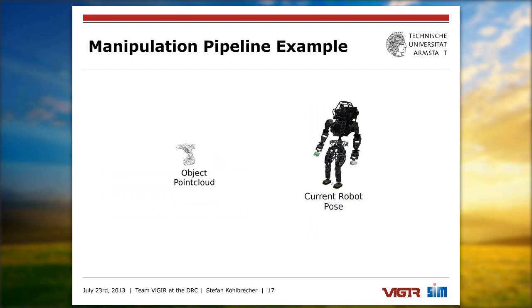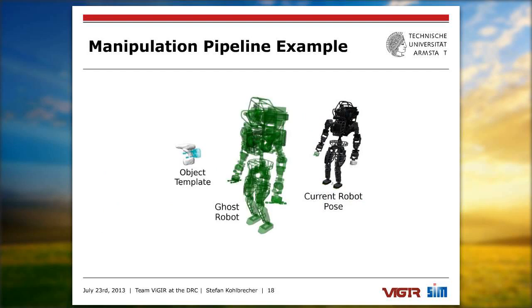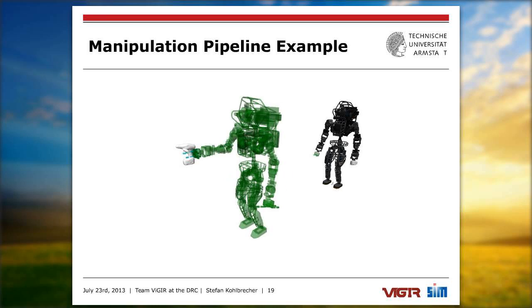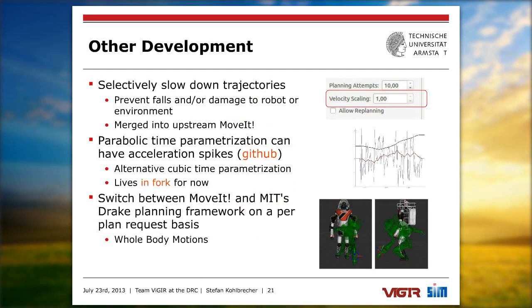So the ideal workflow looks like this. Your robot is standing somewhere, there's an object. You place the object template, then you can move the ghost robot to a stand pose relative to that object template. You can play around with the placement of your robot and see if it works kinematically. And when you're satisfied, you just send a footstep plan and the robot walks there and can pick up the thing.